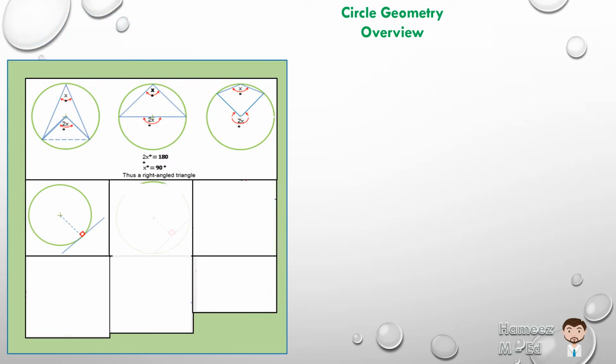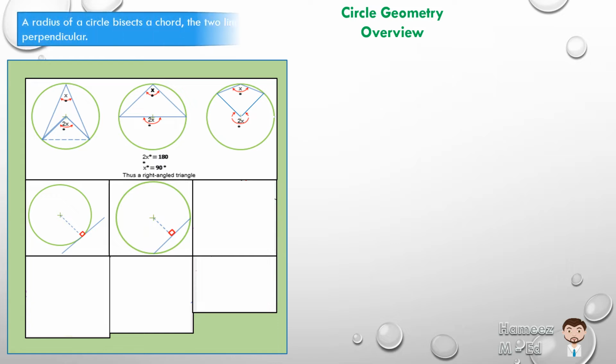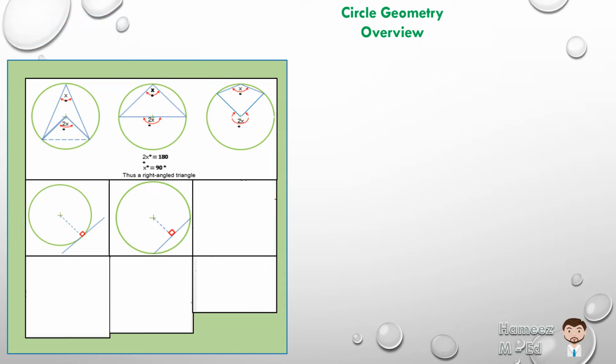And in our fifth diagram, another radius, and we can see it is cutting a chord in half, which means that it is bisecting it. So when a radius of a circle bisects a chord, the 2 lines form a perpendicular, meaning they form a 90-degree angle between them. And if you go to the next diagram, we see a shape which has 1, 2, 3, 4 sides.